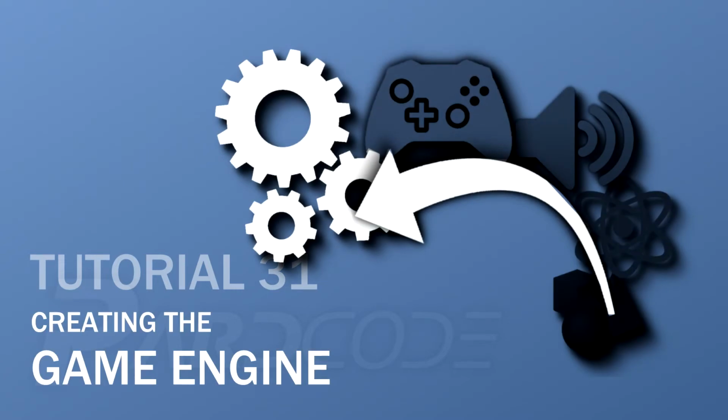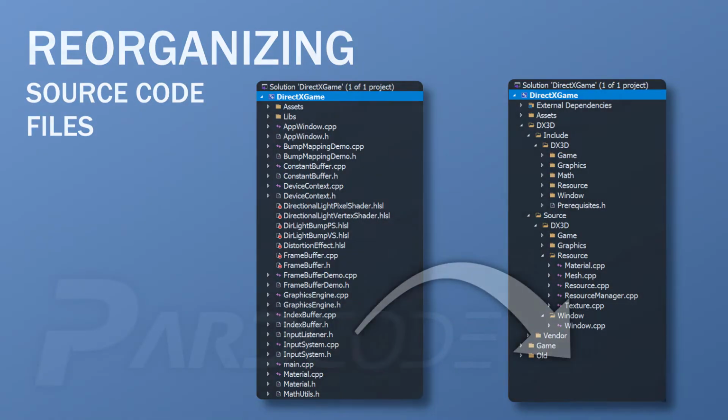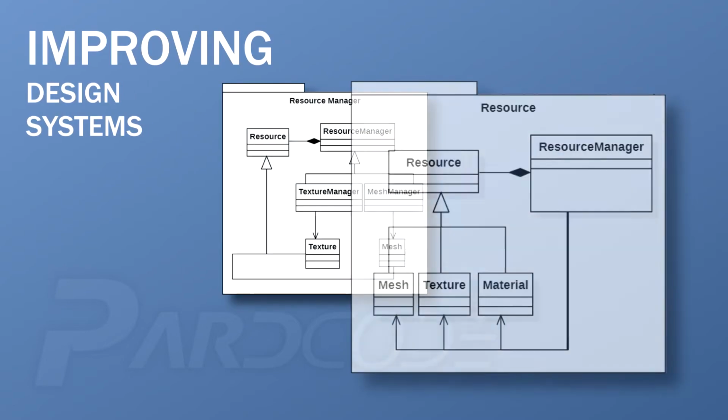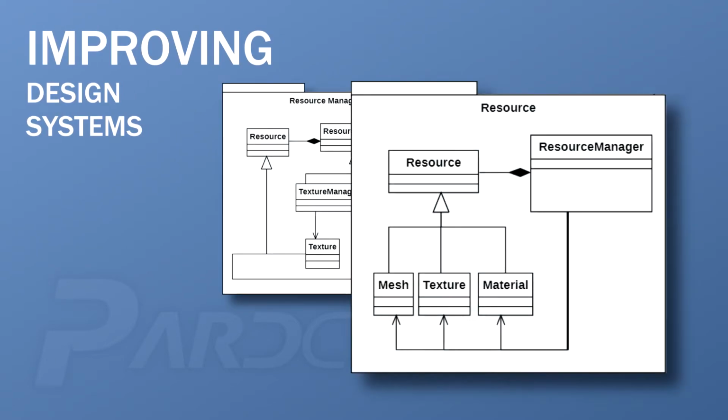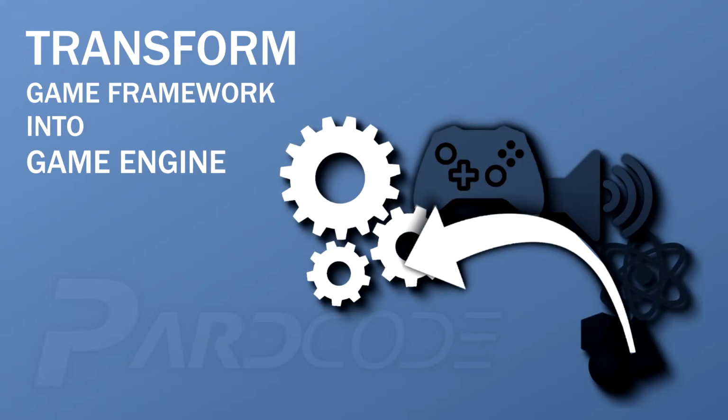In this 31st video tutorial, we will see how to create the game engine. In particular, we will see how to reorganize properly all the source code files, how to improve in general the design of the systems created so far, and in the end, we will face the initial transformation of our current game framework in a game engine.